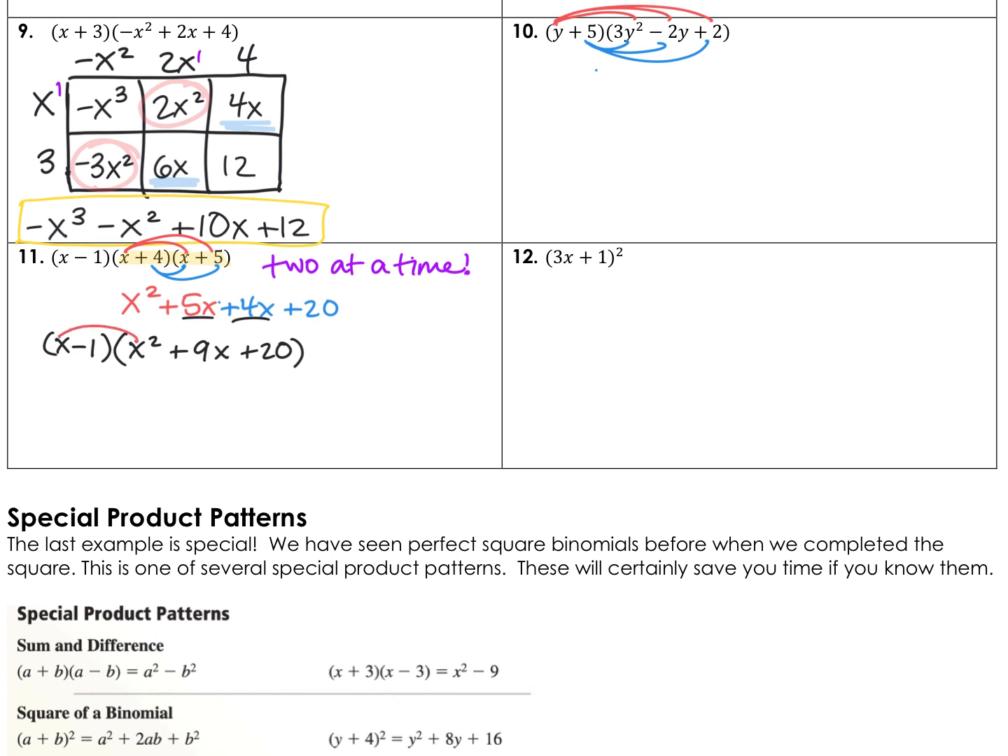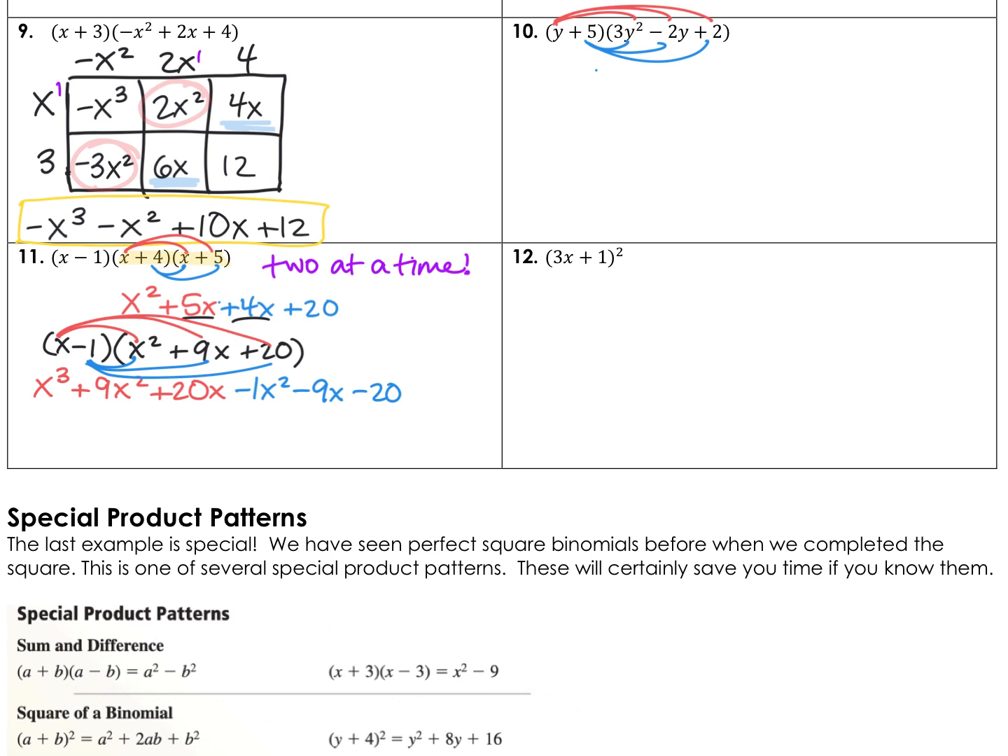So we're going to do x times x squared, x to the third, x times 9x would be 9x squared. And then x times 20 is 20x. Okay. You are now also going to distribute the negative 1. So I'll do that underneath. Negative 1 times x squared is negative 1x squared. These should be pretty easy because you're just changing signs. Negative 1 times 9x, negative 9x. Negative 1 times 20 is negative 20.